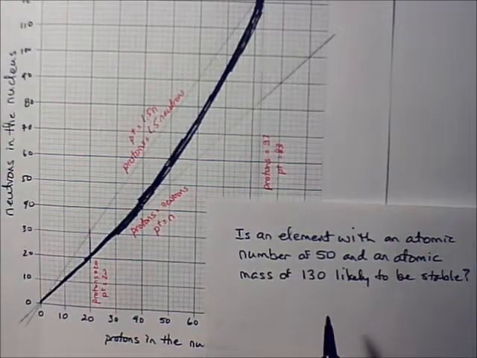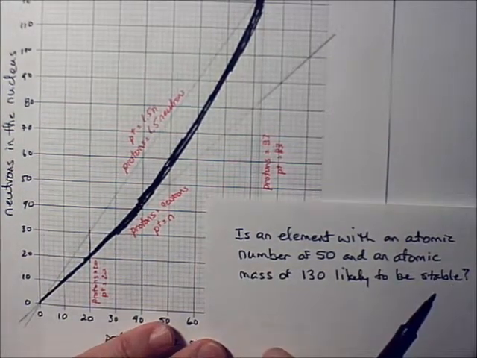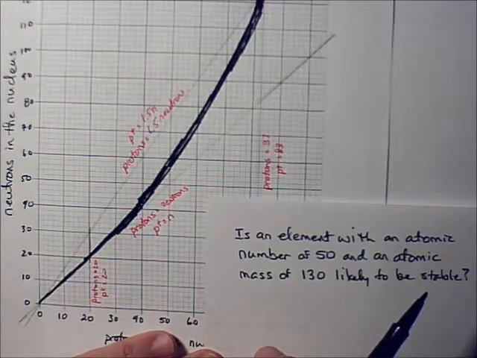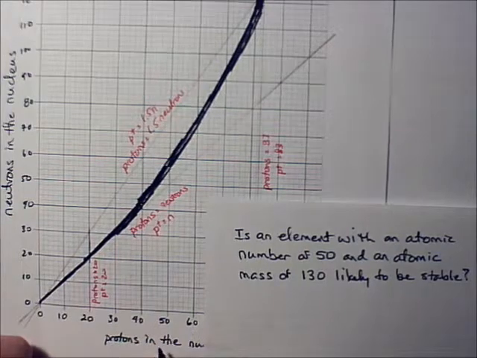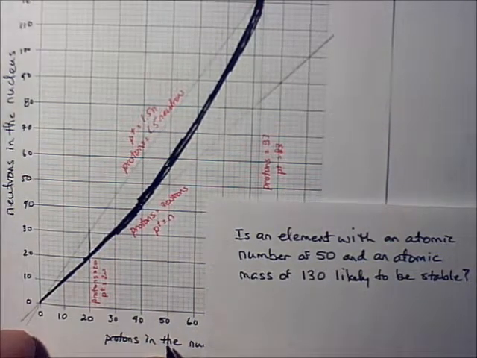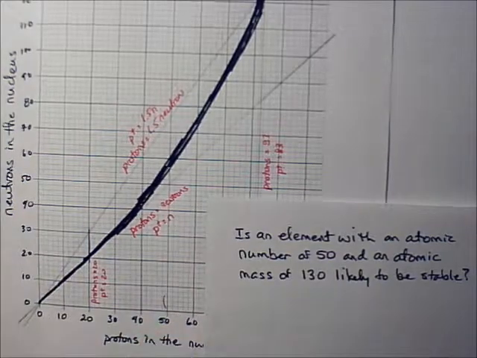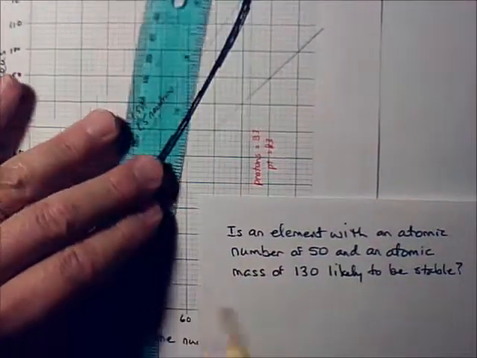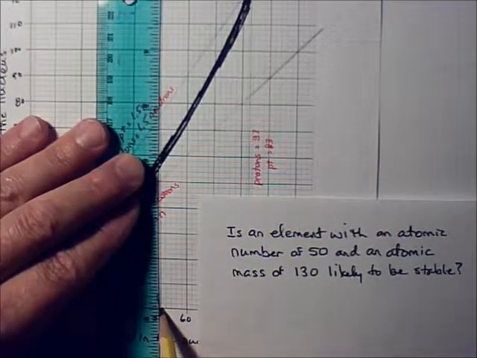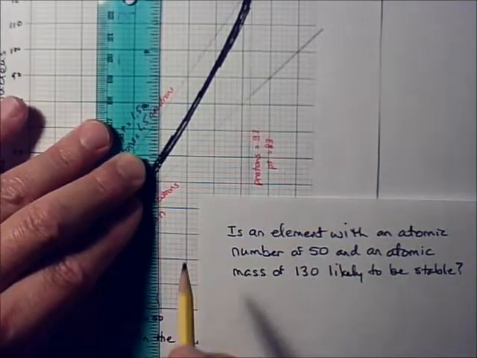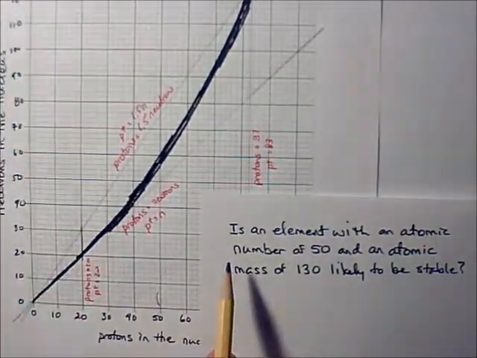Alright, so is an element with an atomic number of 50 and an atomic mass of 130 likely to be stable? Well, let's look. Atomic number 50, that's the protons, is right on this vertical line here. What we want to do is find out where it intersects with the mass of 130. So I'll just hold this line right there.